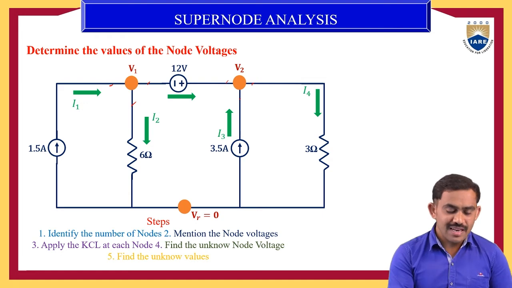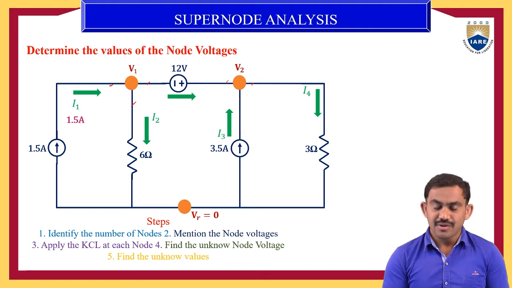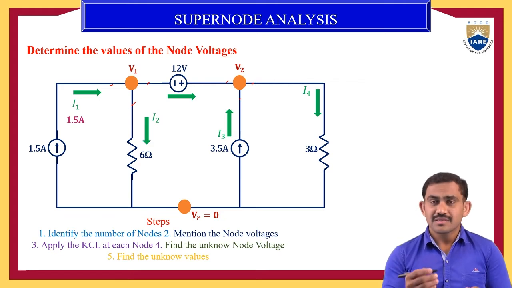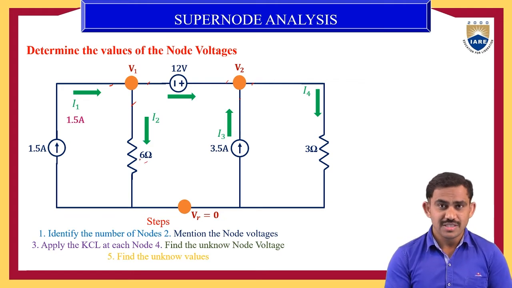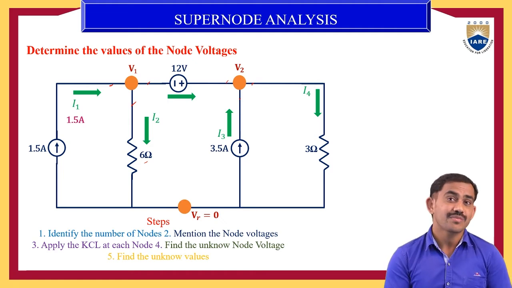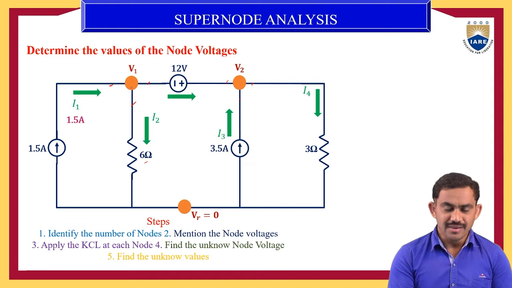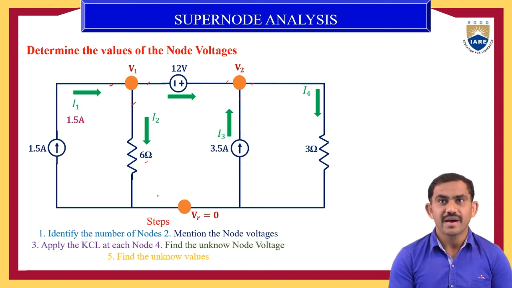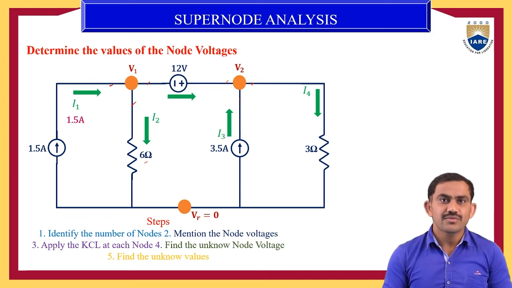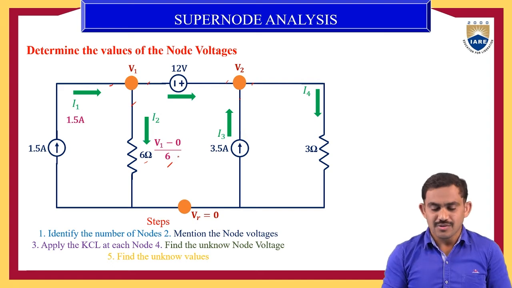Then what is your I1 value? Already that is a current source, so the I1 value is 1.5 amps. Directly you can write here. Then what is your I2 value? Here I have a 6 ohm resistor. For the voltage, V equals I into R, but here I want the current, so I equals V by R. What is the potential difference in this branch? That is V1 minus VR, divided by the resistor. So V1 minus 0 by the 6 ohm resistor. Clear?